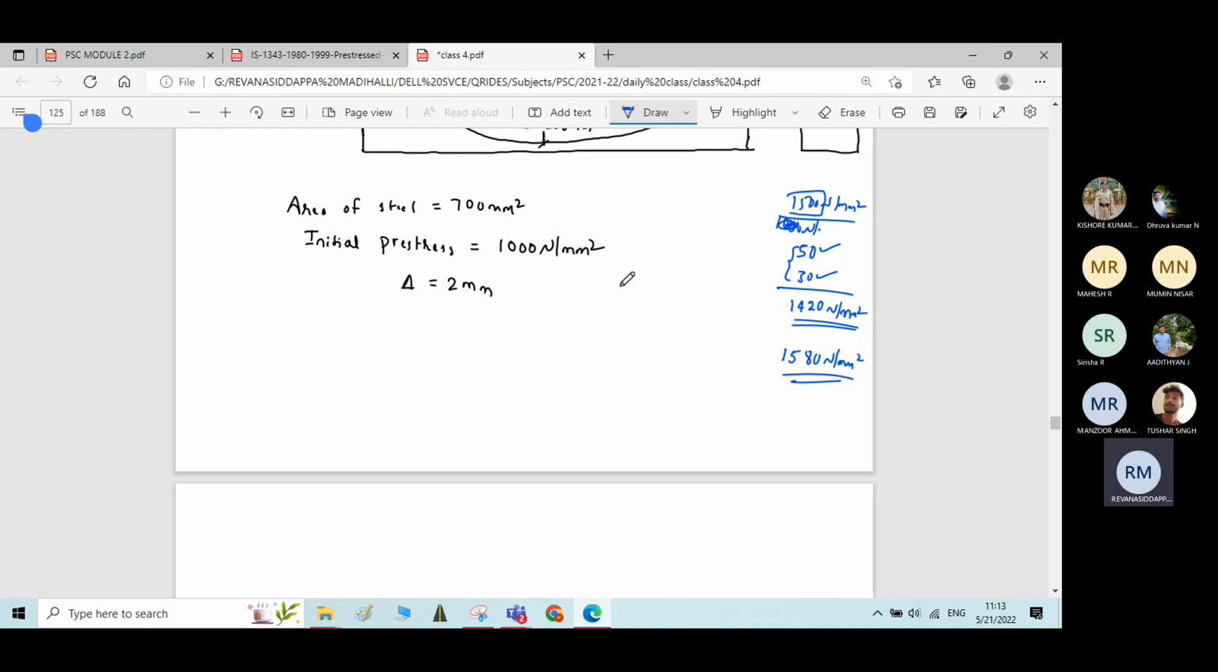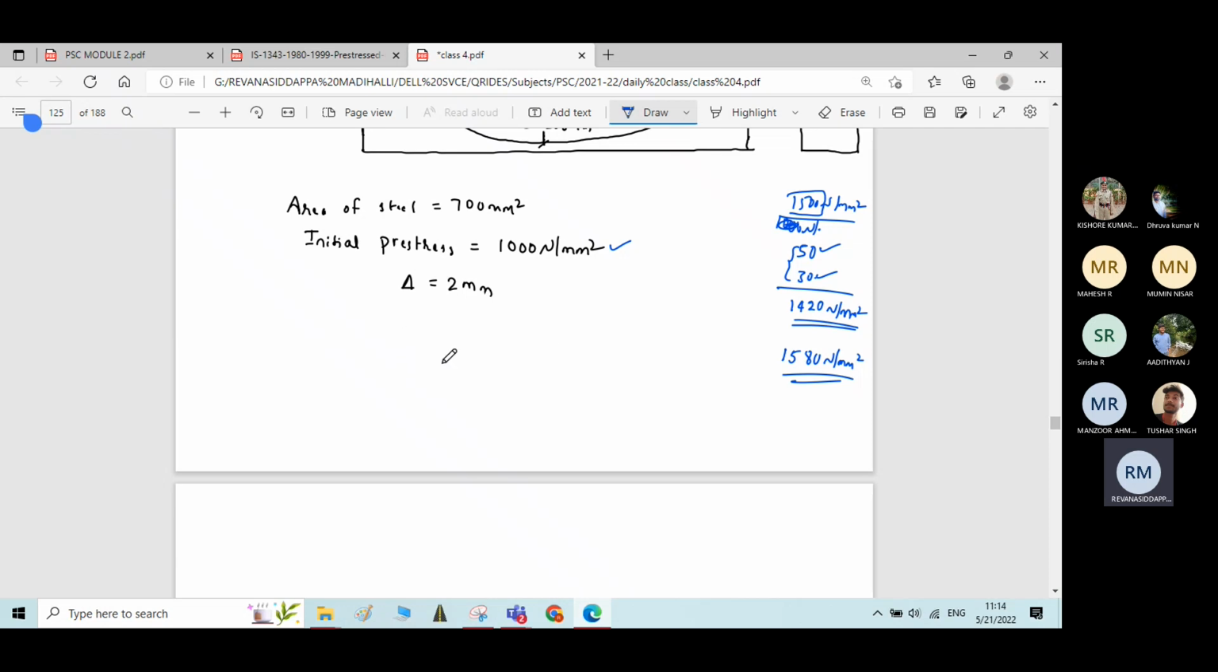Here, what he wants is the initial pre-stress after overcoming loss due to friction and the anchorage to be 1000 Newton per mm square. Okay, after overcoming loss due to friction and anchorage, the initial pre-stress should be how much? 1000 Newton per mm square. Okay, now what should be the initial pre-stress to be applied to overcome loss due to friction and the loss due to anchorage, to get the initial pre-stress of 1000 Newton per mm square? That is the question here.